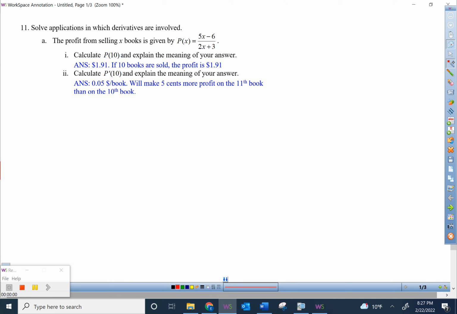All right, for number 11, it's talking about applications where derivatives are involved. A lot of times, I'm not going to directly tell you to find the derivative when giving you a word problem. Instead, I'm going to use language that indicates that a derivative is helpful. So we've already talked about some of those items.